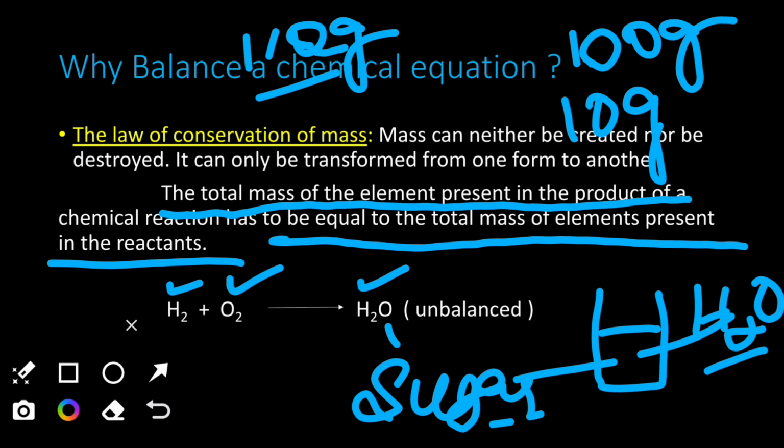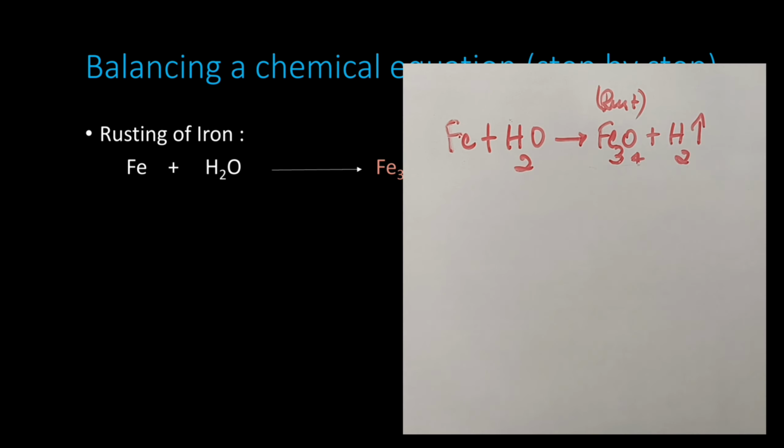Let's go to the next concept, that is balancing of a chemical equation. How do you balance now? We have come to know how to count the number of atoms of each element. Next, why to balance you have understood. Now we'll see how to balance. Okay, let us now see how to balance a chemical equation. You have understood how to check for an unbalanced reaction, and then you have to balance a chemical equation.